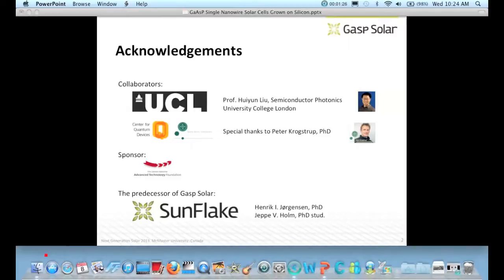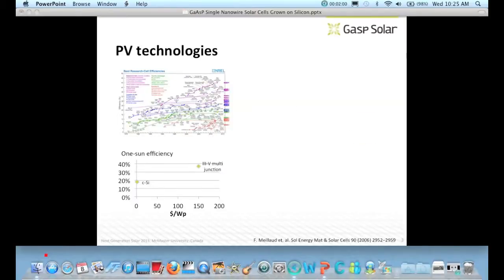And then I should perhaps also include the investors in both Sunflake and GaAsP Solar, the venture capital firm Seed Capital Denmark. And finally, the predecessor of GaAsP Solar, Sunflake. We had Henrik and Jeppe working there. They've done a lot of the work that I'll be presenting now. So these people are really helping a lot in the work that I'll be showing you here.